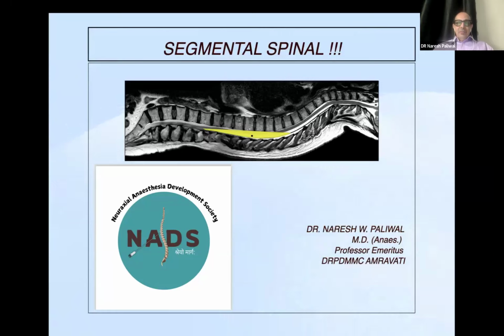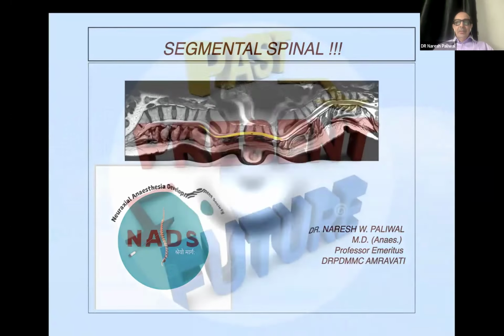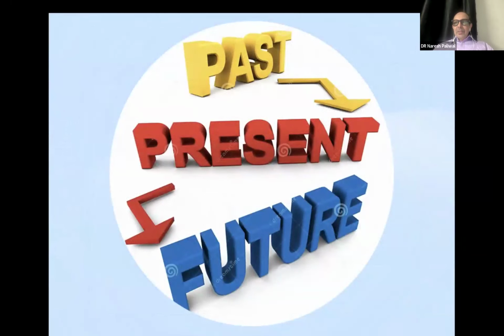We have the recent development of the Neuraxial Anesthesia Development Society, and Dr. Richa is the secretary of that. Now, segmental spinal is not a new technique. It's an old technique. It became a red hot topic during COVID, everyone knows that. And the way it's going, it looks to have a bright future.